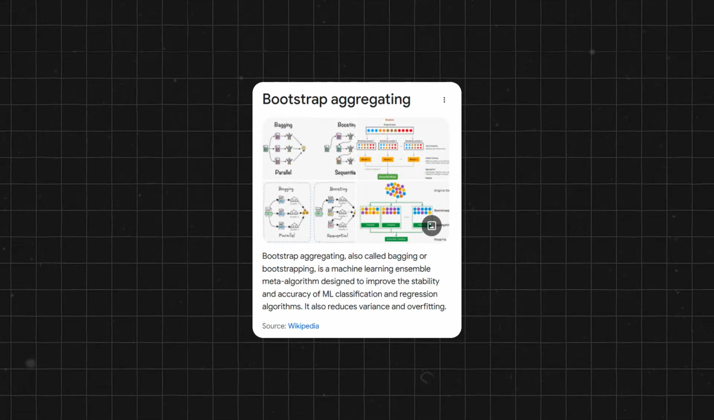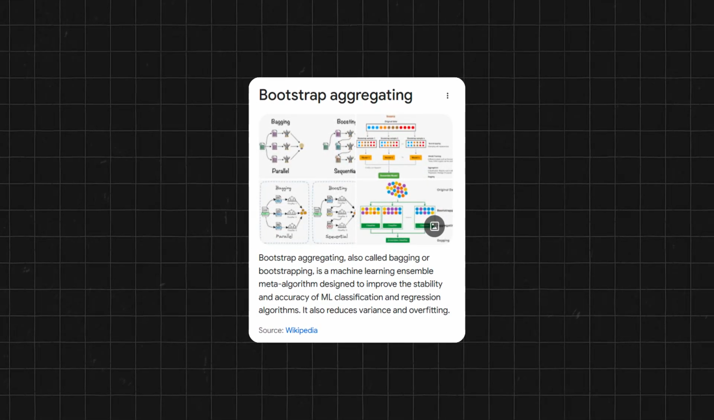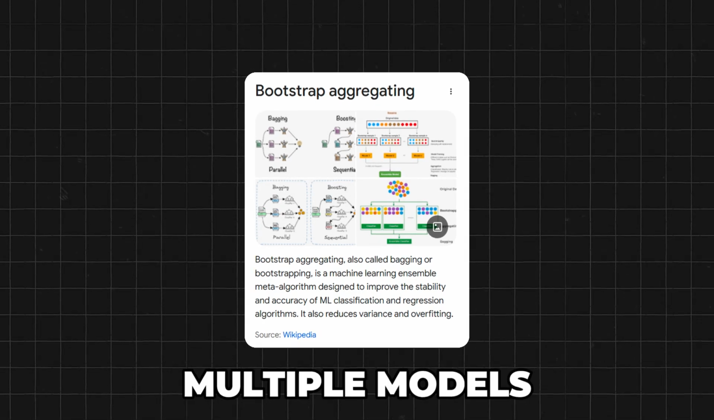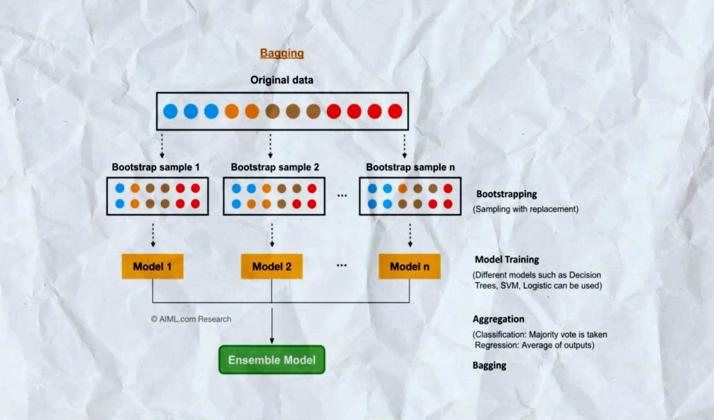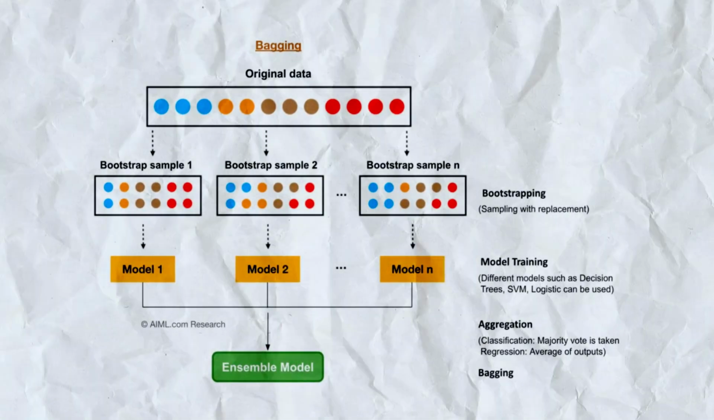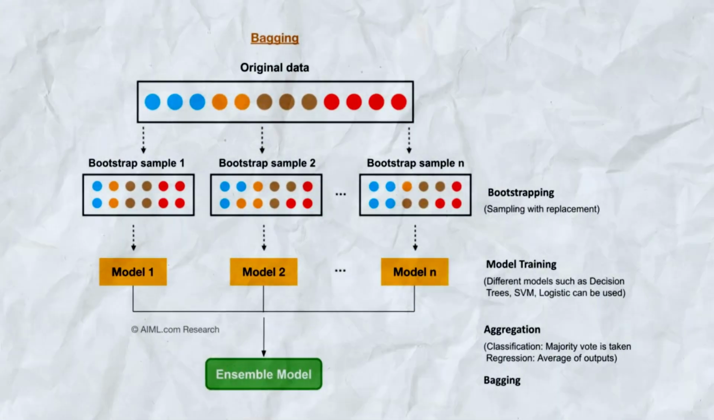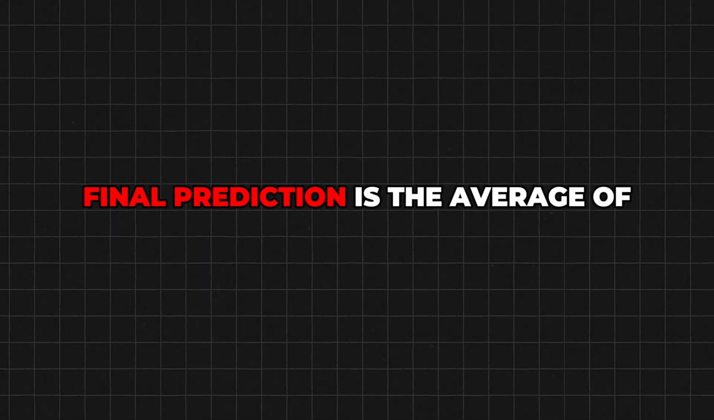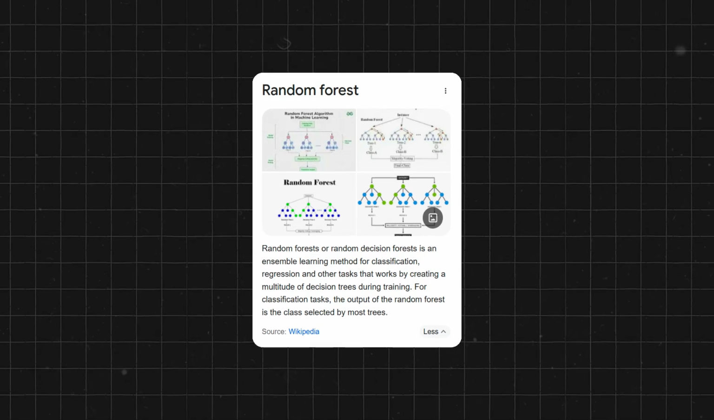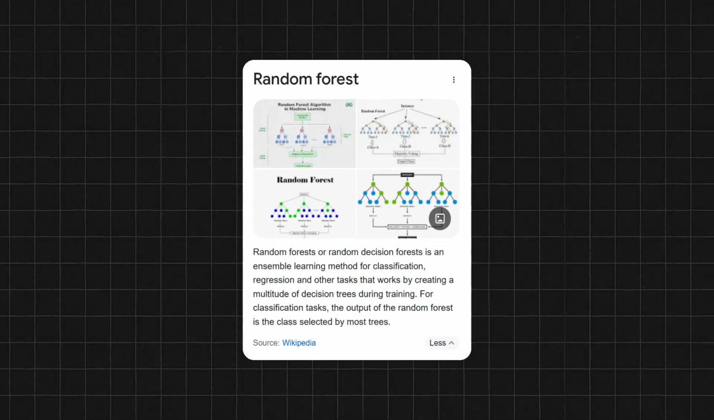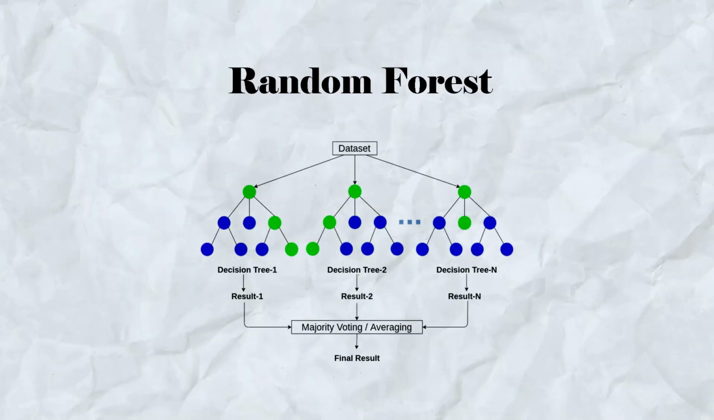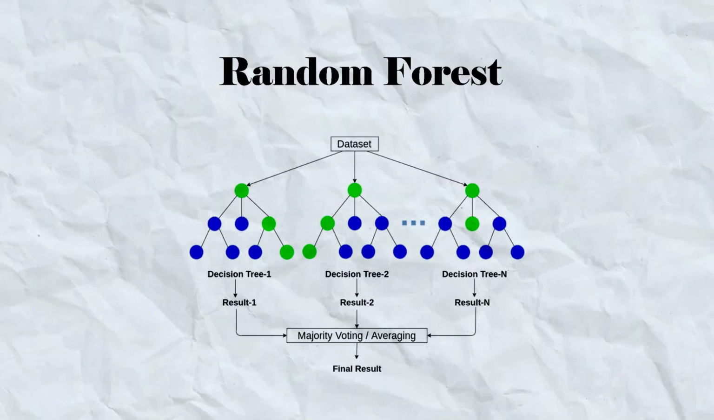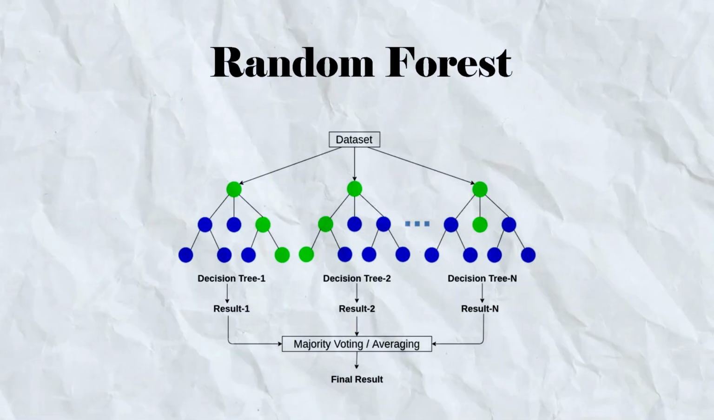Bagging, or bootstrap aggregation, is a specific type of ensemble method where multiple models are trained on different random subsets of the data. Each model, such as a decision tree, learns from its own bootstrapped sample, and the final prediction is the average of these individual predictions. Random forests extend this idea by introducing further randomness at the feature level during each split in a tree, thus producing a collection of diverse trees whose aggregated output is more robust than any single tree.